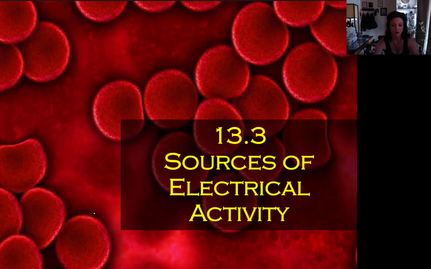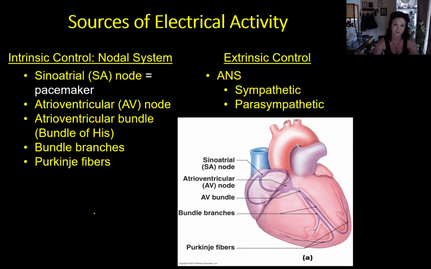Right. So that's how you measure electrical activity in the heart, but where is it coming from? There's two sources of electrical control of heart activity. The one set of sources that is inside the heart is called intrinsic control sources, and it's performed by what we call a nodal system, or a system of nodes. Extrinsic control comes from outside the heart itself, from other parts of the body.